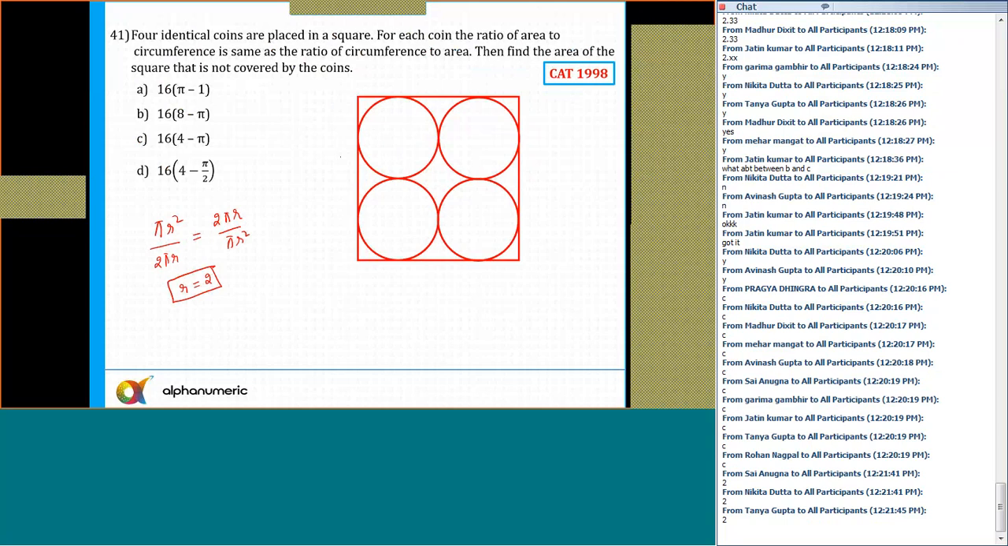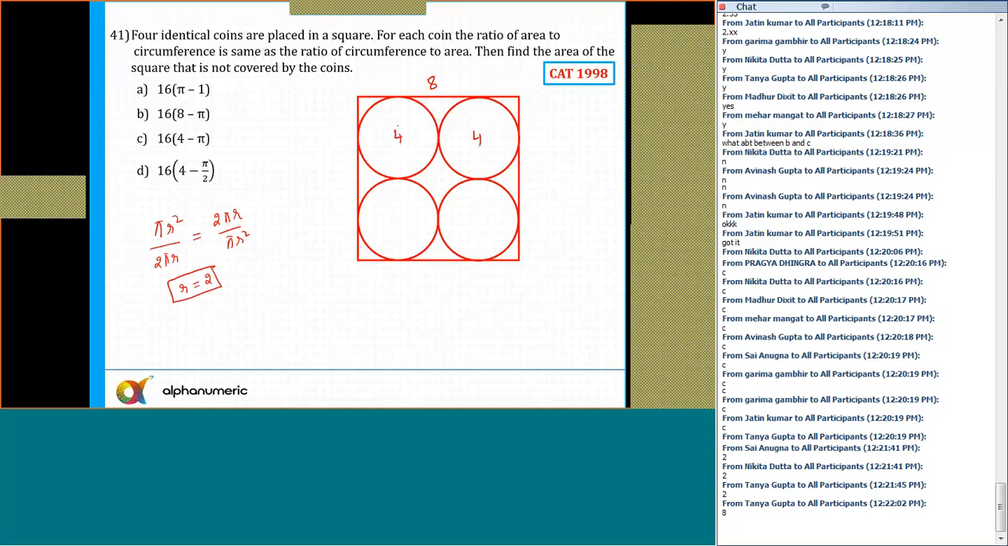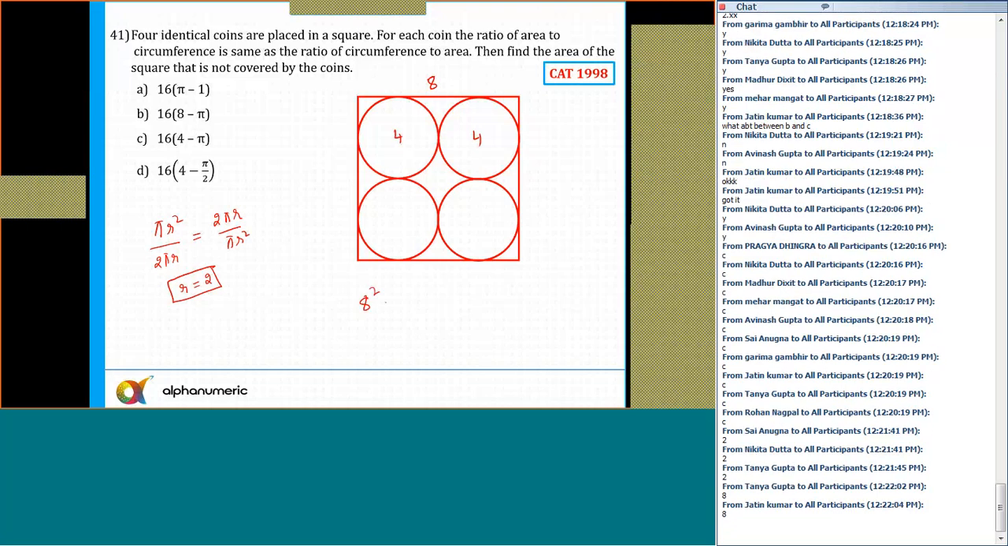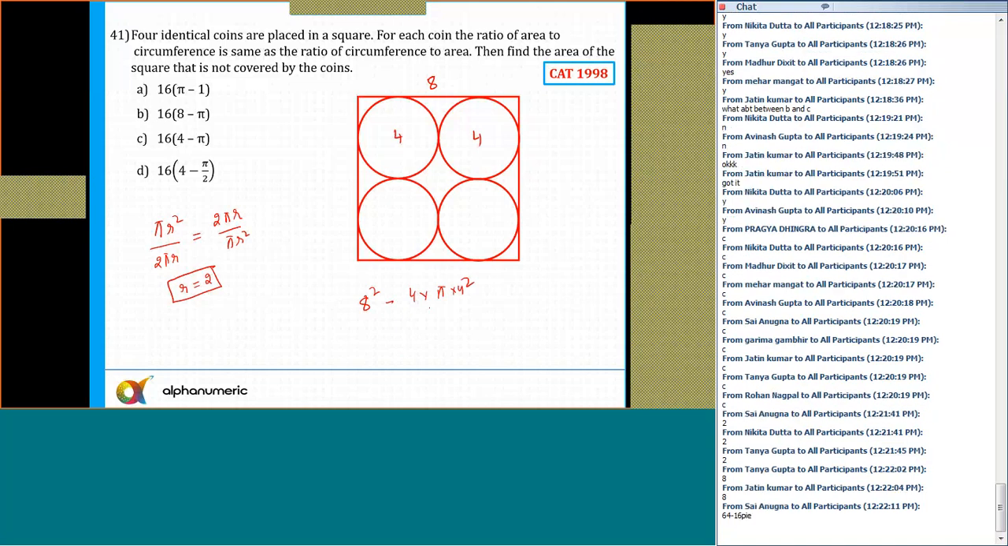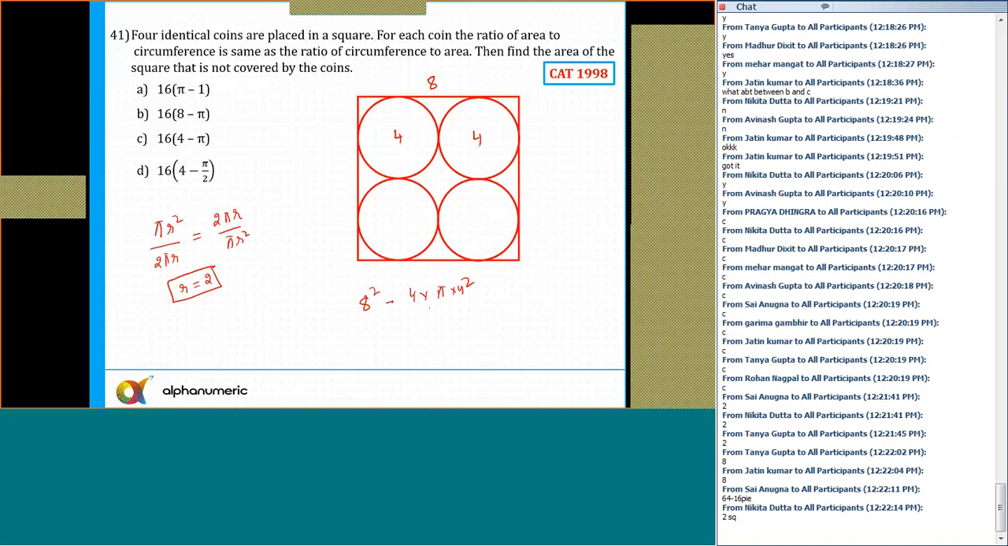So the diameter of this circle is 4. The diameter of this circle is also 4. So the length of the square is equal to 8. So the area of the square is 8 square minus 4 times, that is pi into 4, the area of 4 circles. So that is coming out to be 64. Okay.